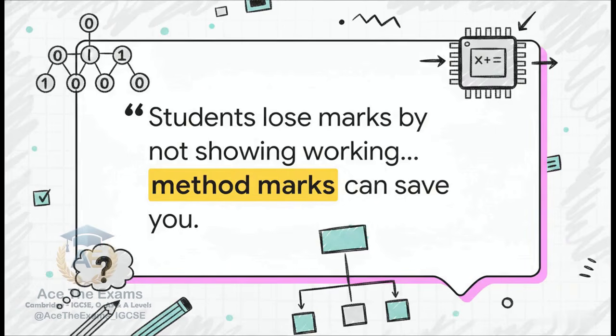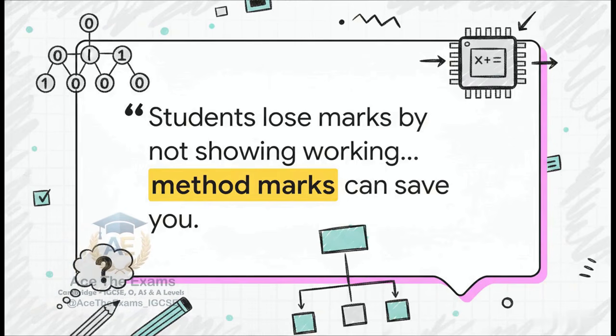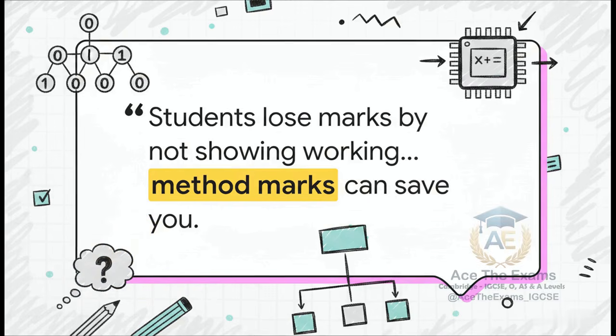Right, take a really close look at this quote on the screen. This is a direct alert from actual Cambridge Examiner reports. It says, students lose marks by not showing working. Even if your final answer is wrong, method marks can save you. This right here, this is an absolute game changer. It's the key to turning those red marks into green check marks.